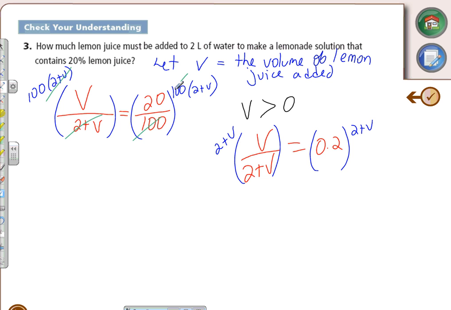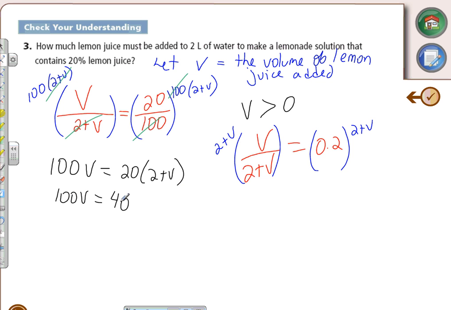That goes off, leaves us with 100V is equal to 20 times 2 plus V. Distribute that in. 100V is equal to 40 plus 20V. And then combine your V's together. So 80V is equal to 40. Divide by 80. V is equal to 0.5.